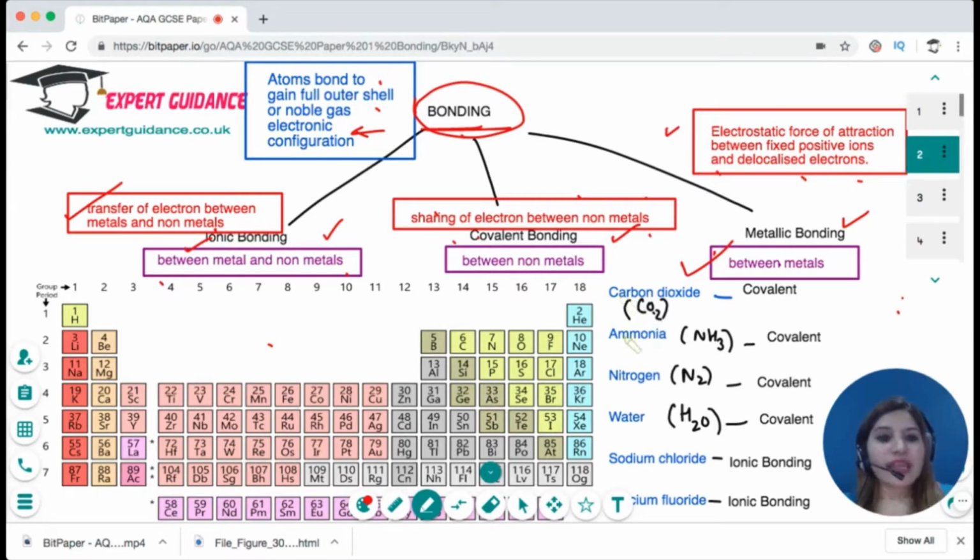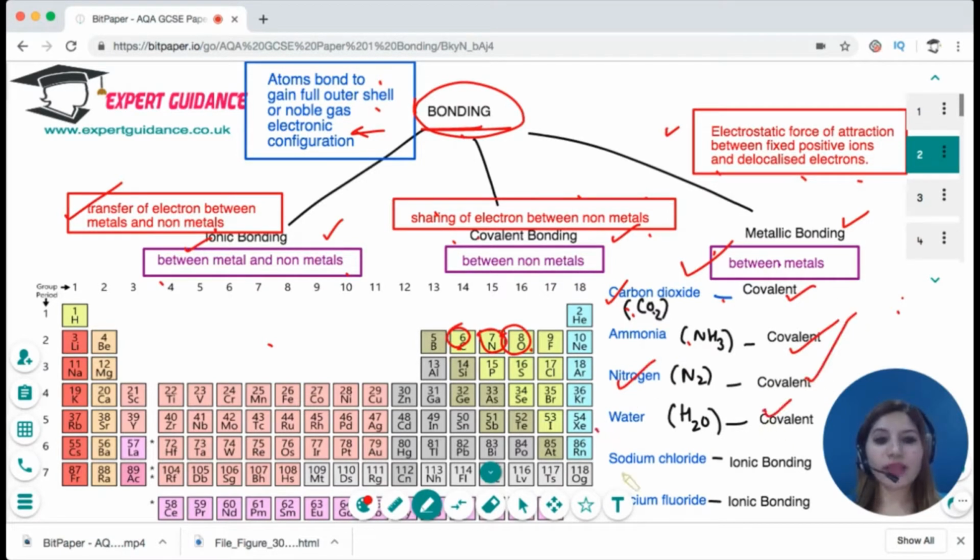So if any formula is given to you, you can easily say whether it is ionic or covalent bonding, seeing what atoms are bonded. In carbon dioxide there's carbon and oxygen, which are found on the right side of the periodic table. They are two non-metals, so that is covalent. Ammonia is nitrogen and hydrogen, which are again two non-metals, so that is covalent. Nitrogen is covalent.